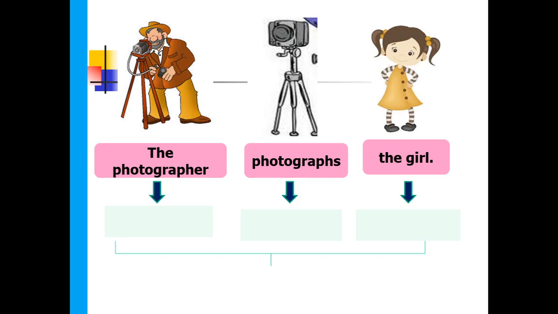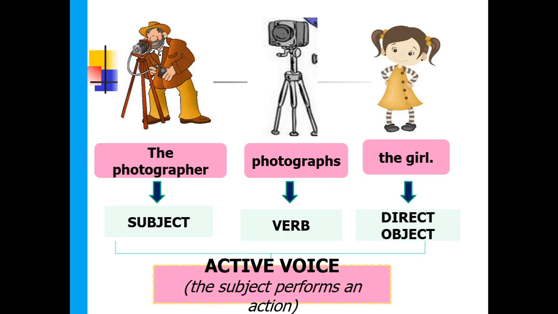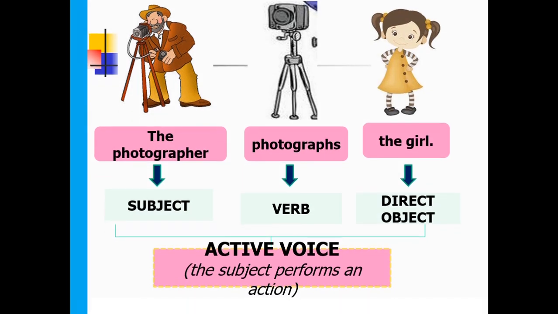The best way to explain any grammatical structure is to use the examples. So let's pay attention to the following one. In this picture, you can see the subject, the photographer. What is he doing? Photographs is the verb. And then we have direct object. In this case, it's the girl. This sentence is expressed with an active voice, where the subject performs an action.